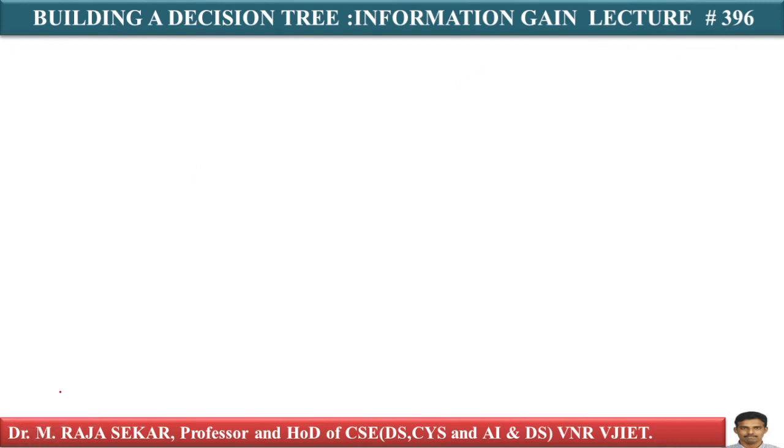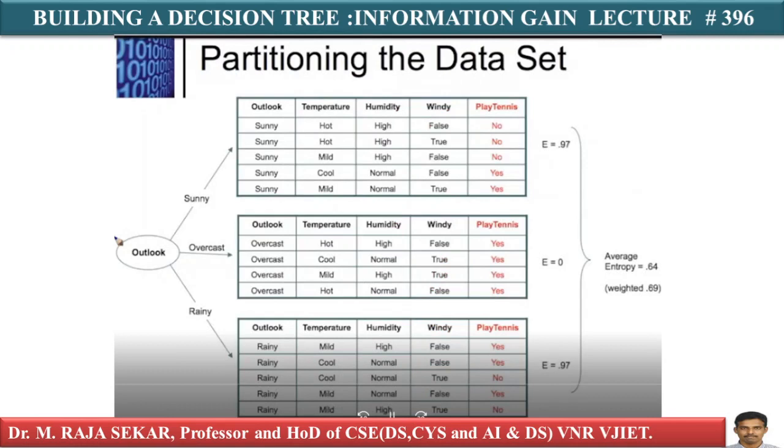In this lecture, we will try to understand building a decision tree: information gain. Since we have learned the idea of what entropy is, the next important concept is called the information gain, often written as IG. How can I write information gain? I subscript G, isn't it? So let's understand information gain and see what it actually means.